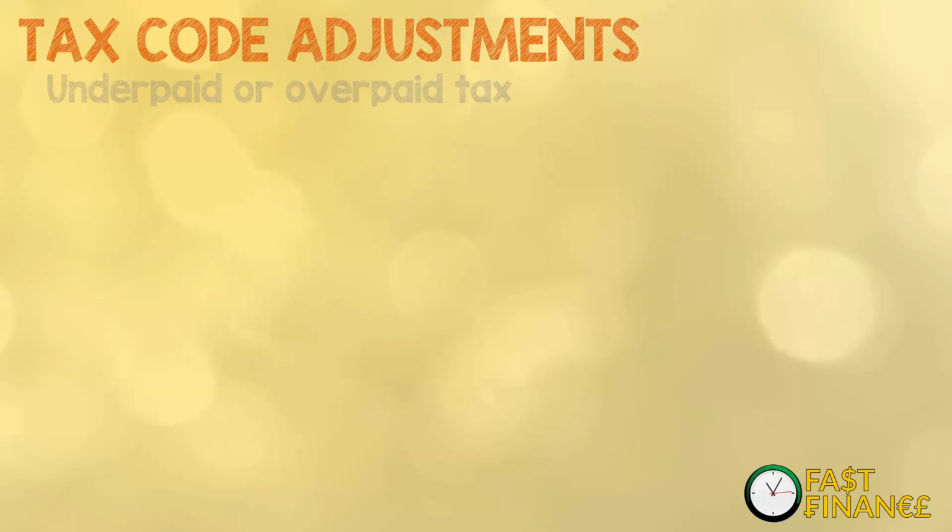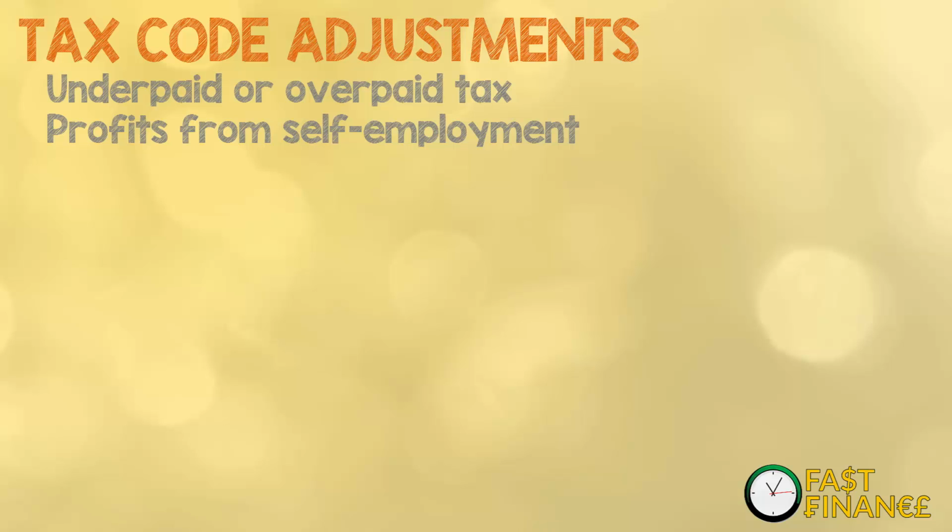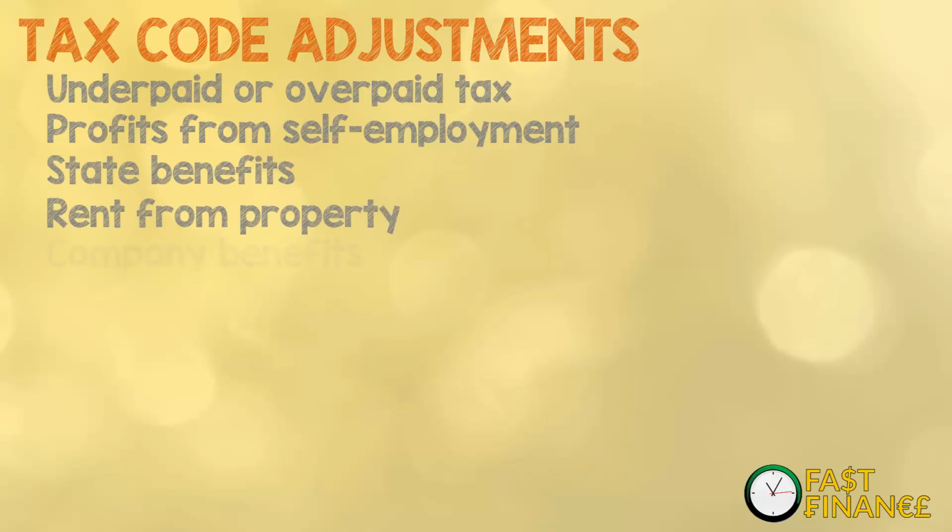Okay, so in part 1 we used examples with the standard tax code of 1100L, but what happens if your tax code is not 1100L? Your tax code might be different for a number of reasons. You have under or overpaid tax in a previous year, you earn profits through self-employment, you receive some state benefits, you rent property, you get benefits from your job, such as a company car or private healthcare.